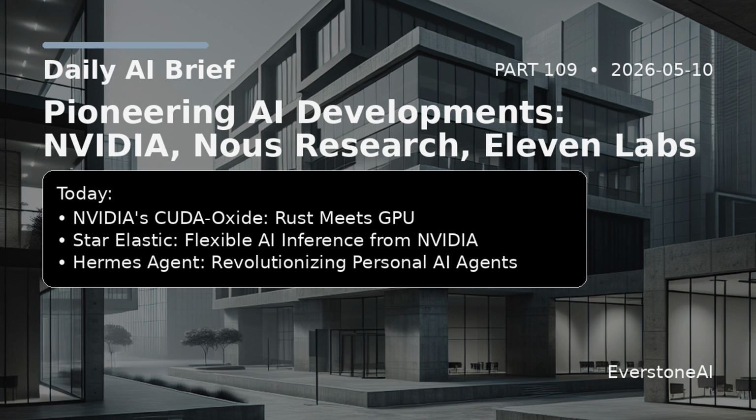Technically speaking, Star Elastic utilizes a single checkpoint for creating multiple submodels, allows flexible adjustment of parameters for each submodel, features a modular architecture for easy deployment across platforms, seamlessly integrates with existing NVIDIA infrastructure, supports various machine learning frameworks, and provides APIs to facilitate easy incorporation into your AI development pipeline.